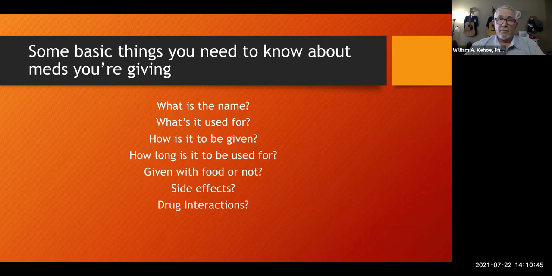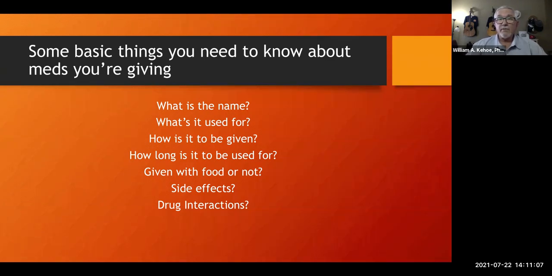Well, again, you're not prescribing it, but you should have some idea of why this medication is being given to the consumer that you're helping. Especially important for you is how it is to be given. There are a number of different formulations, even for the same drug, so you have to know how it's to be taken. How long is it used for?